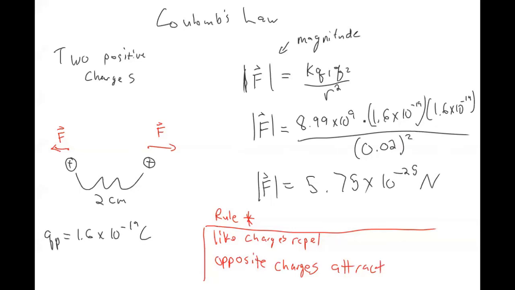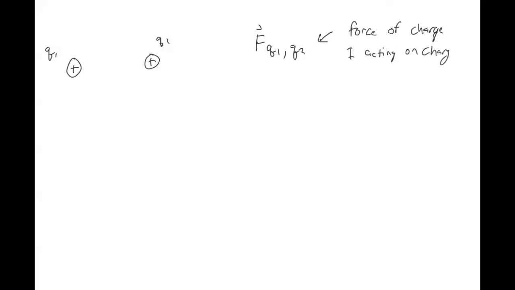So how we would do this mathematically: we still have the same two charges, still separated by 2 centimeters. I'm going to label this charge 1 and this one charge 2. Now, when I want to know the force, I'm going to be a little bit more careful and pay attention to which particle is acting on the other particle. So let's say I want the force that charge 1 is exerting on charge 2. So in words, this is the force of charge 1 acting on charge 2.